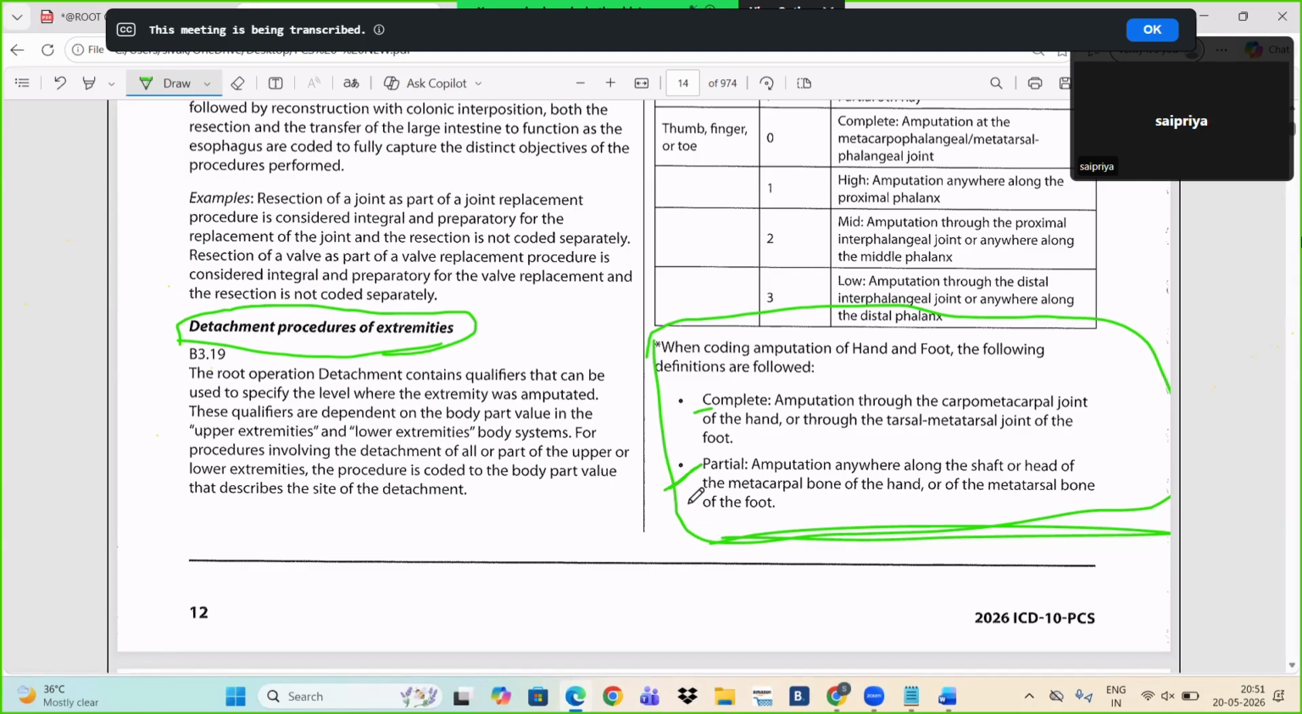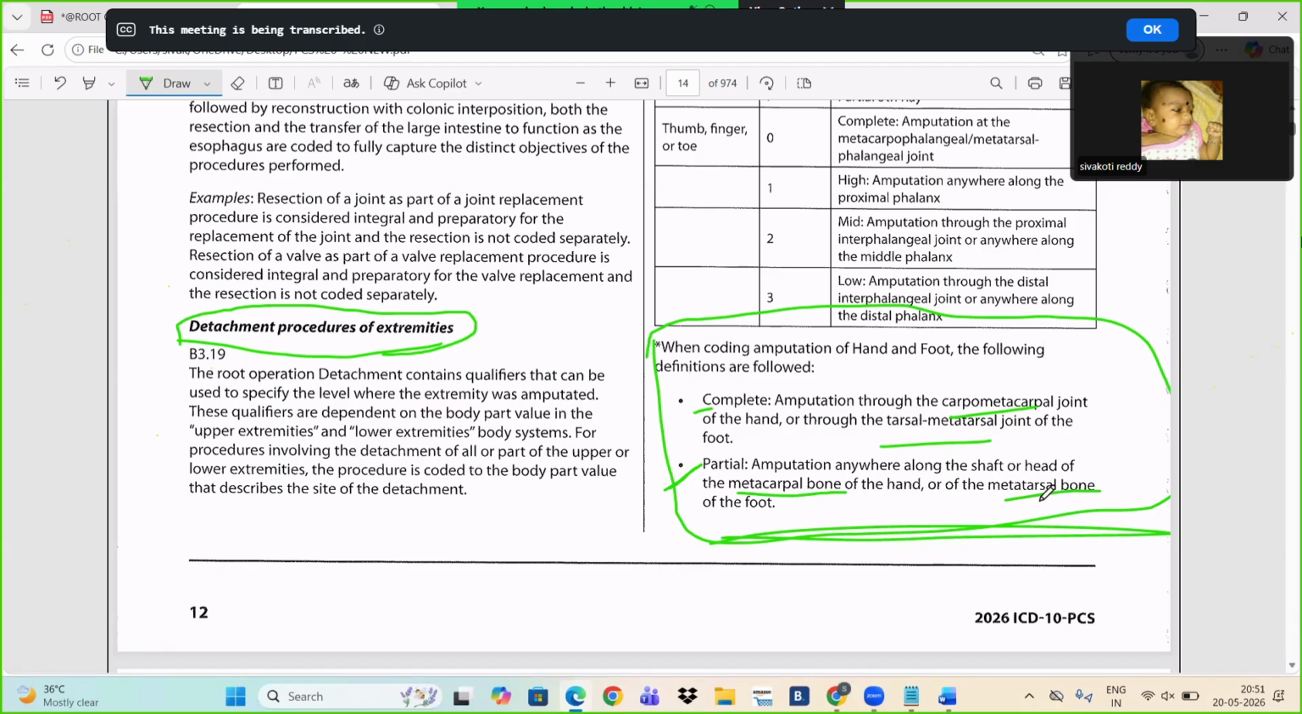Joint and bone are the difference. Tarsometatarsal means complete and carpometacarpal complete. Metatarsal bone partial. Metacarpal bone should be partial. Okay, they are doing carpometacarpal level or tarsometatarsal level, or metacarpal or metatarsal level. Where they are performing the amputation, we need to check.